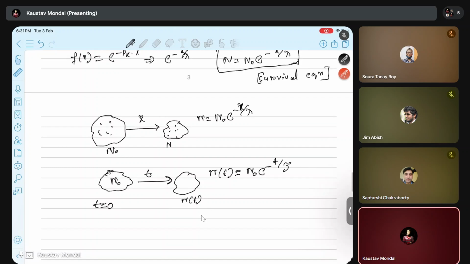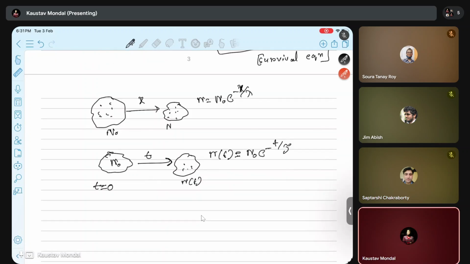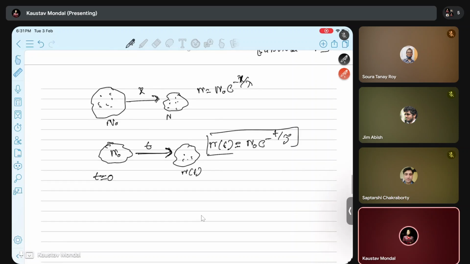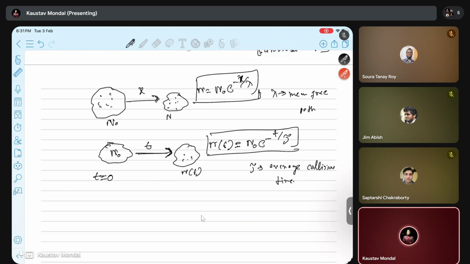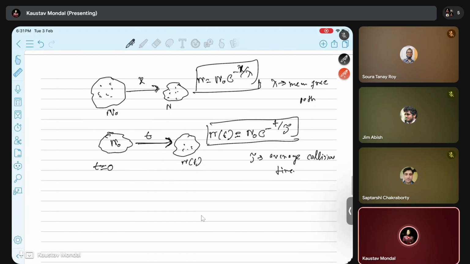This one is in terms of space, and this is in terms of time. These two are very important equations; you need to remember these two equations. Lambda is the mean free path, and tau is the average collision time, that is, between two successive collisions, what is the average time.